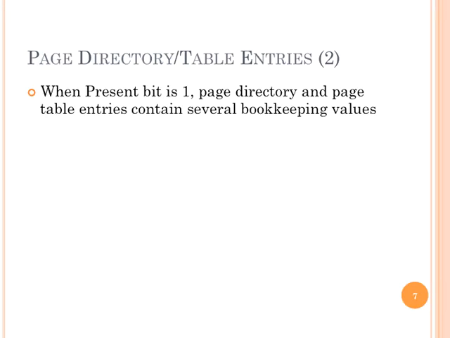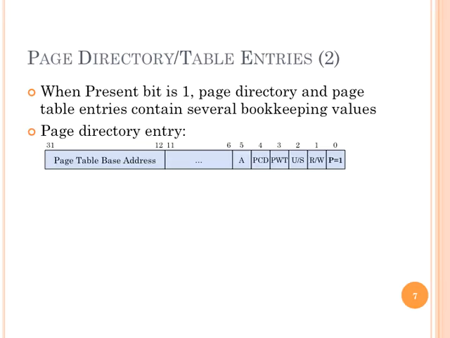Okay, when the present bit is 1, then all of these things mean stuff to the processor. Because remember, the MMU is going to be using these bits for stuff. So with present set to 1, all these other bits now have a meaning to the processor.